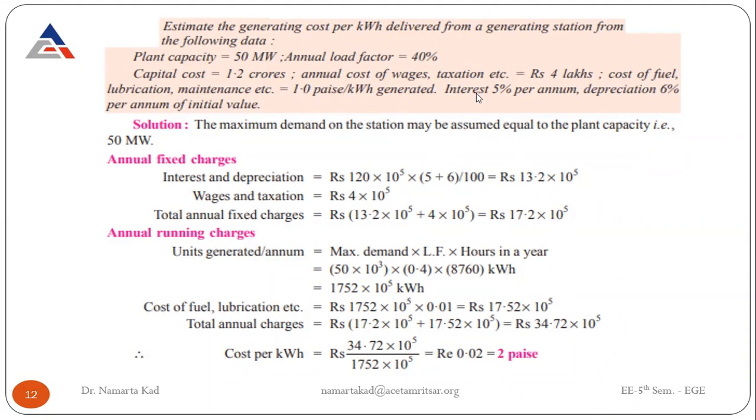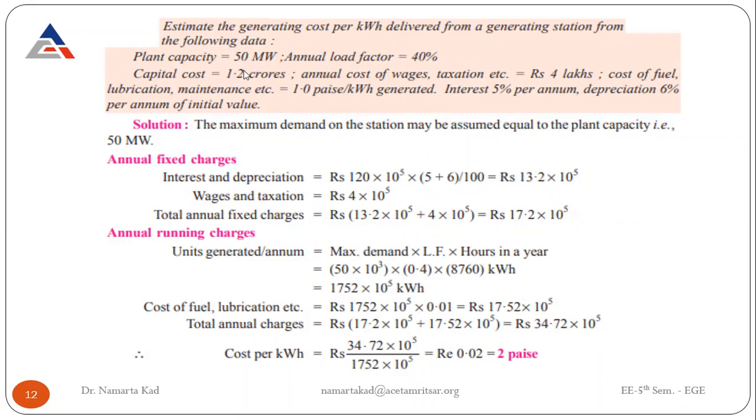Okay, next, the interest is 5% per annum and depreciation is 6% per annum of the initial cost. Now here in this numerical, interest and depreciation are given separately. So let's start. The maximum demand on the station may be assumed equal to the plant capacity, as no maximum demand is given in the question. So we can assume the maximum demand equal to the capacity of the plant, that is 50 megawatt.